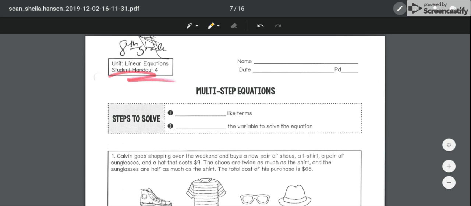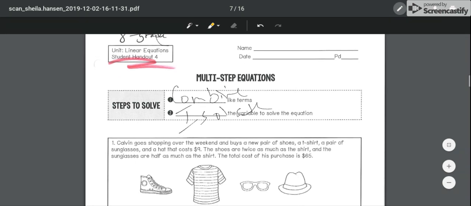Okay, we're moving on to more complicated equations, multi-step equations. So it's really important that you first combine like terms. You're putting like terms together on the same side. And then you do what we were doing and we isolate the variable. So the first one's kind of a story problem with pictures.